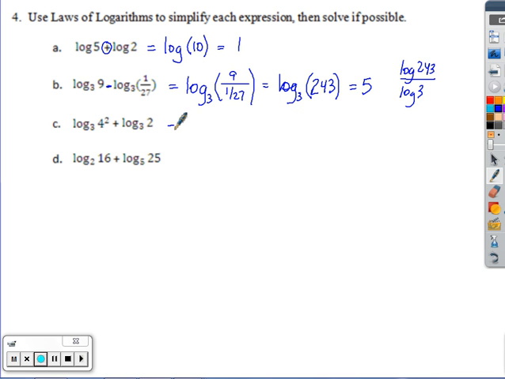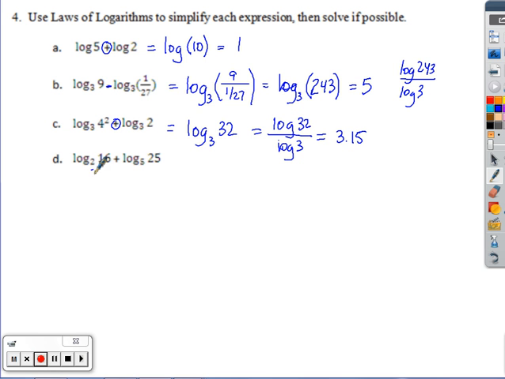Next, we have the same base, so we can multiply these because it's addition. So 4 squared is 16 times 2 is 32. This is not one that you'll know in your head because there's no power of 3 to give you 32. We should know it's going to be close to 3 because 3 cubed is 27. But we would actually have to use change of base here to get the answer. Log of 32 divided by log of 3 equals 3.15. You see how we're getting lots of practice at all these different things, all in the same problem.